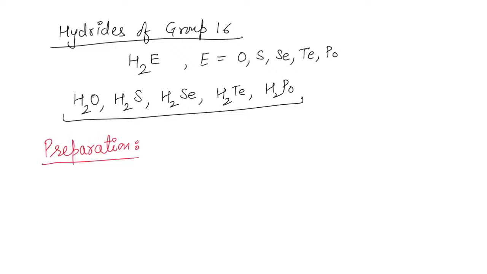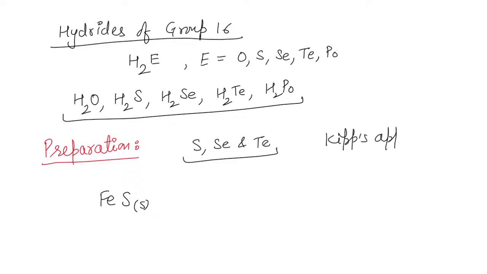Now, the hydrides of sulfur, selenium, and tellurium are prepared by the action of acids on metal sulfides, metal selenides, or metal tellurides. If we have FeS, this is a metal sulfide, iron sulfide. Where is iron sulfide used? In a well known instrument, the Kipp's apparatus.